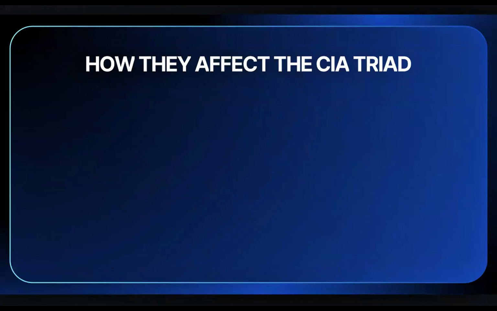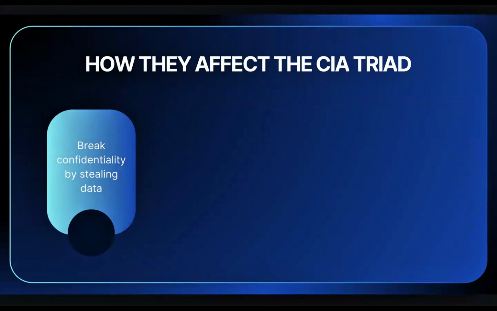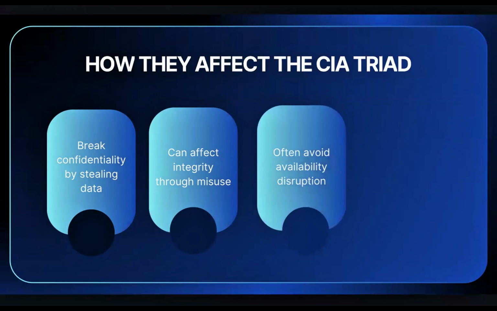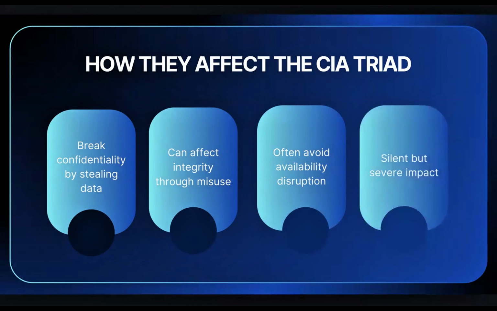You're already aware that everything we are learning, we need to connect to the CIA triad, which are the pillars of cybersecurity. Now, how do these malware types affect the CIA triad? We've seen that they are silent malware, and silent malware directly impacts core security goals. How? They break confidentiality by stealing data. They can affect integrity through misuse of stolen information. They often avoid disrupting availability, and their impact is silent but very severe.